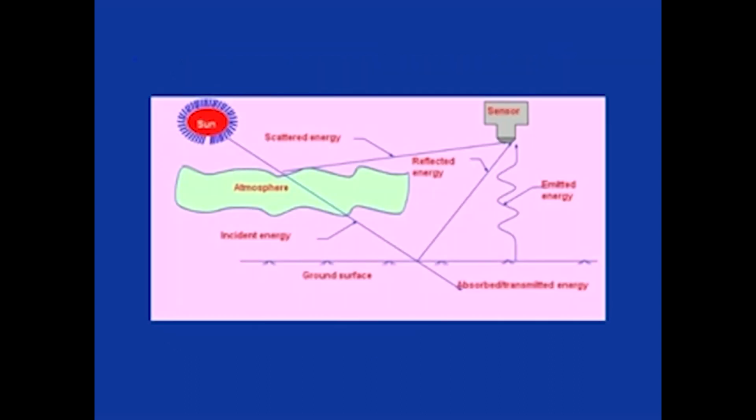This slide shows a schematic representation of the electromagnetic radiation interacting with the atmosphere, and thereafter on reaching the earth surface, the interaction that takes place. Based on the interactions which take place, the energy reflected both from the atmosphere and from the earth surface is now recorded by the sensor.